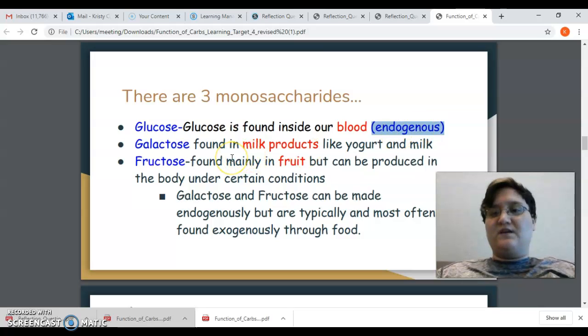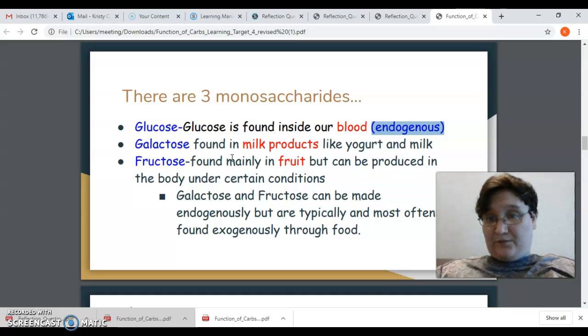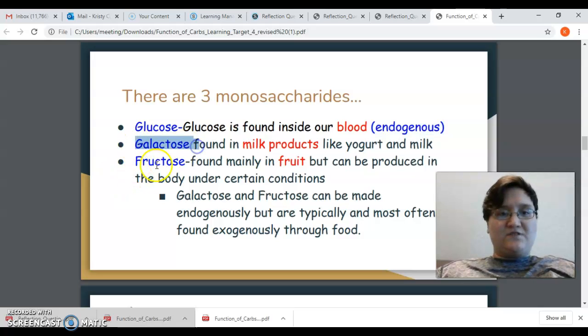So what that means: glucose is found in our blood. It's called blood sugar. It's very important to keep us alive, right? It's a sugar that is actually created inside our bodies. These two, galactose and fructose, can be created in our bodies, but it's not nearly as common to talk about these from that kind of perspective.